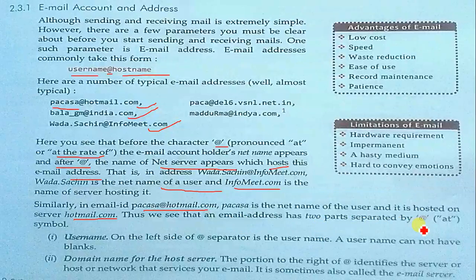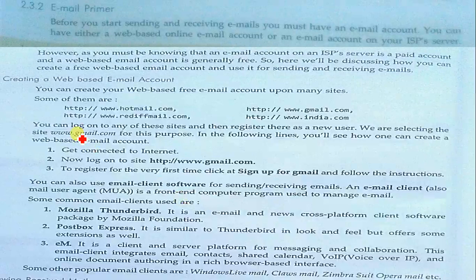An email address has two parts separated by the @ symbol. The username on the left side of the @ operator is the username. A username cannot have blanks. It's compulsory to give a username. Then the domain name for the host server: the portion to the right of the @ identifies the server or host or the network that services your email. It is sometimes also called the email server.